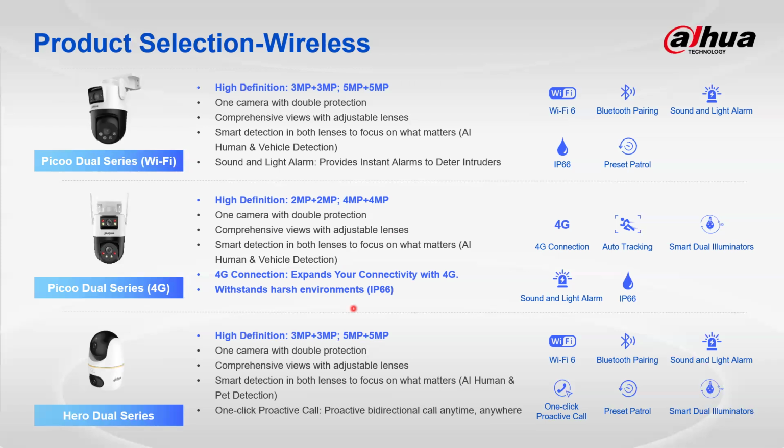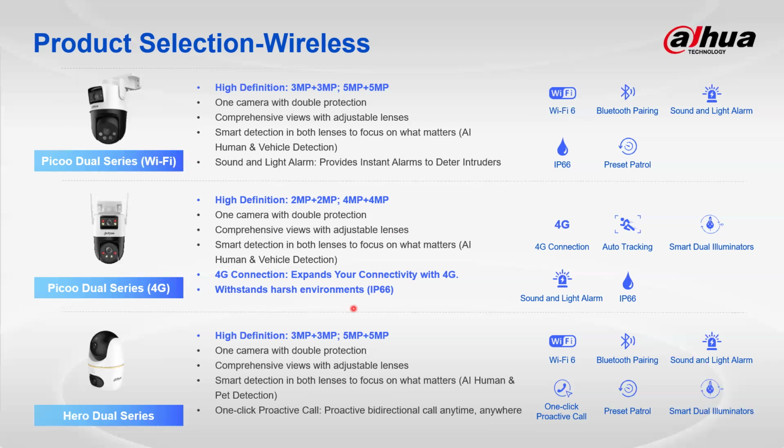The Hero Duo is the only product that supports what you call the one-click proactive call. For the 4G enabled Pico series, it supports the 4G auto tracking function that comes with smart dual illuminators, and at the same time the sound and light alarm warning. So these are the summarized features for this particular product.